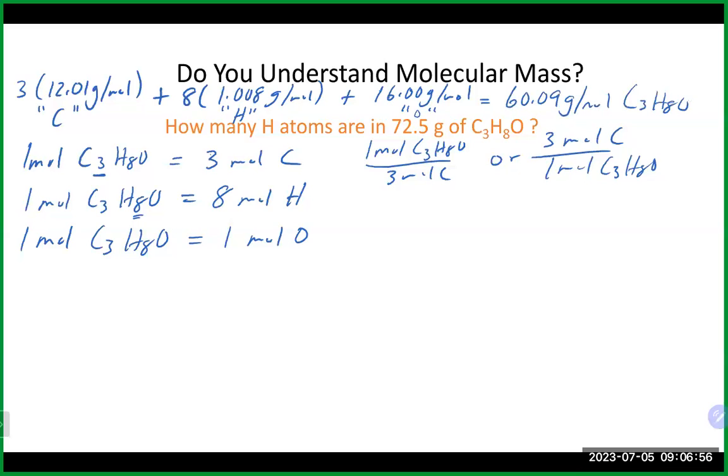So really, we're going to use that to convert the entire guy into moles. So that is our first step in this calculation. We're going to take 72.5 grams of C3H8O. We're going to use the molar mass from the periodic table that we just calculated. We want the grams on the bottom so that they cancel.